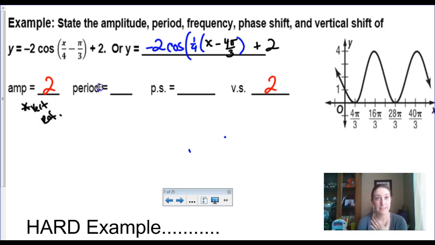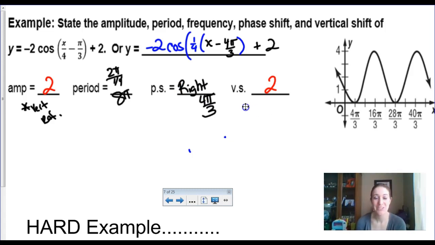The period is still going to be 2 pi divided by b, and now that you could clearly see that the b is a 1/4, that means we're going to take 2 pi and divide it by 1/4, which means 2 pi times 4, so the period is now an 8 pi. And this is where it gets kind of complicated. So the phase shift, x minus 4 pi over 3, remember there's a negative built into that formula, just like everything in math. When you have parentheses in a general formula, there's usually a built-in negative. So that means this has been shifted right 4 pi over 3.